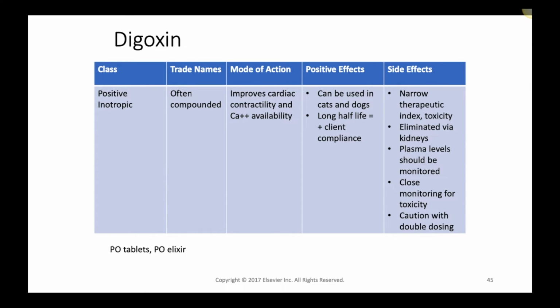Caution with double dosing. Double dosing in this case can cause extreme toxicity that will last for the period of the half-life at least. So in that case of toxicity, we would bring these animals in. Depending on when they gave the pill, we might give activated charcoal to absorb the toxins in their stomach, and then hook them up to IV fluids to help increase the excretion through their kidneys. We often give this as oral tablets or as an oral elixir.